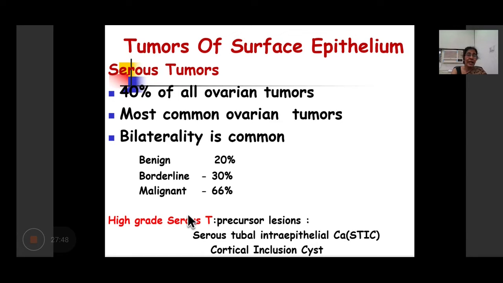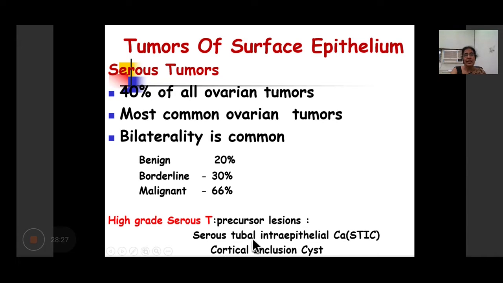Now, high-grade serous tumors are supposed to arise from the fallopian tube fimbrial end. There are lining epithelial cells of the fimbria of the fallopian tube in which we can see in situ carcinoma or intraepithelial carcinoma, and these are called serous tubal intraepithelial carcinoma, sometimes abbreviated as STIC lesions. These are the in situ carcinomas which are associated with the high-grade serous tumors of the ovary and are supposed to be the precursor lesions.